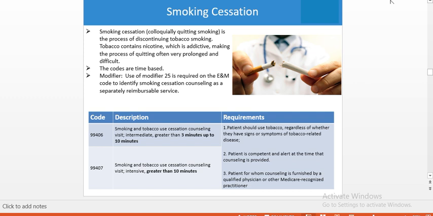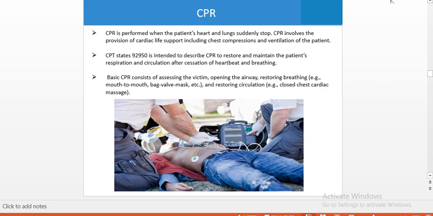So the next common procedure in the ED is CPR. What is meant by CPR? CPR is cardiopulmonary resuscitation. So when do we perform CPR? CPR is performed when the patient's heart and lungs suddenly stop. CPR involves the provision of cardiac life support, including chest compression and ventilation of the patient.